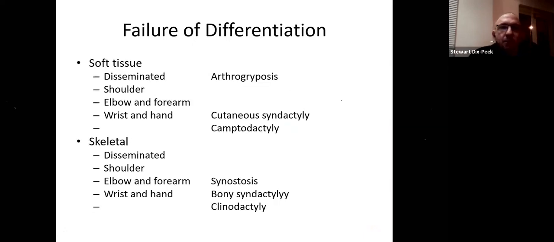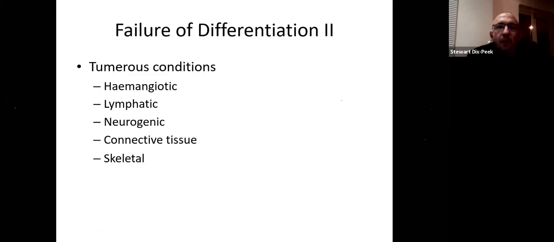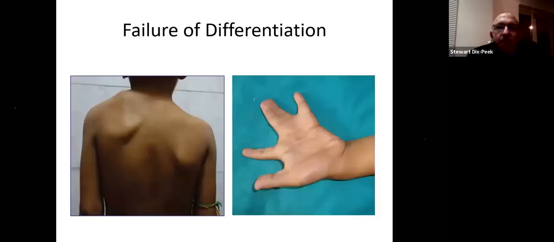Failure of differentiation. So if you have a failure, for example, of differentiation of joints, you're going to end up with arthrogryposis. If you fail to differentiate between fingers, you will end up with syndactyly. If there is failure of differentiation between radius and ulna down here, you will have radio-ulnar synostosis. So the failure to separate differentiation will form that group. We're going to leave that behind.